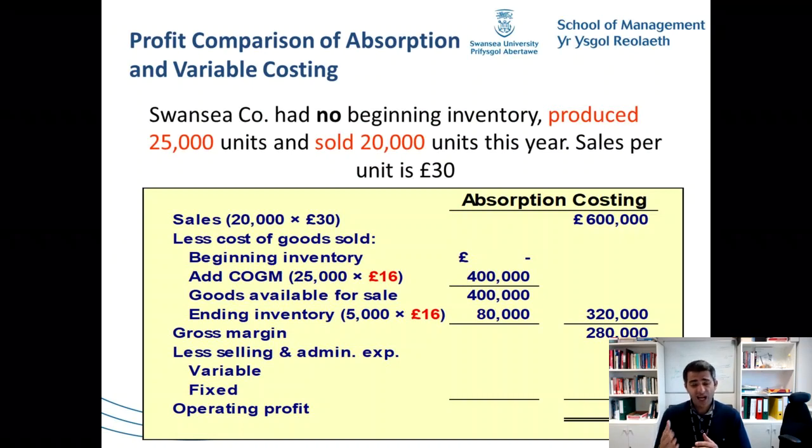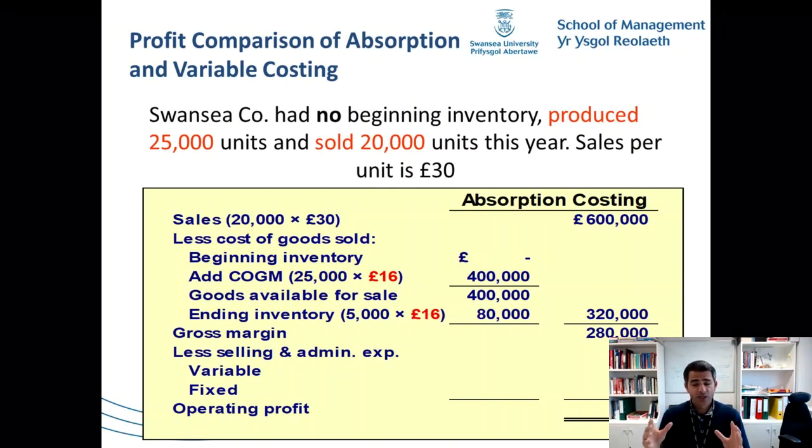You need to deduct the closing inventory, which, as you see, is 5,000 units. Why 5,000 units? Because we produced 25,000, we sold 20,000, so we are left with 5,000. And again, you need to multiply it by £16, the cost per unit. So that comes to £80,000. So 400 minus 80, which is the closing inventory, that comes to £320,000. This is the cost of goods sold. And in order to calculate the gross margin, equal to sales minus cost of goods sold, or cost of sales, that comes to 280,000. So far, we have covered the product cost element.